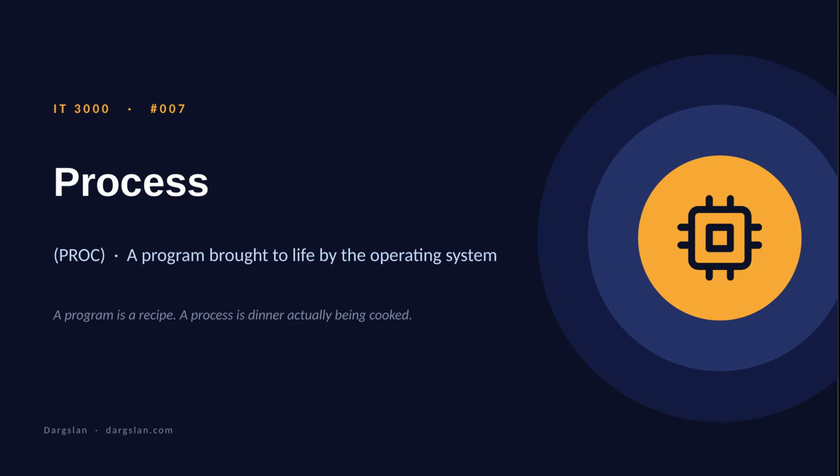Welcome to episode 7 of IT 3000, where today we're unpacking one of the most fundamental ideas in operating systems, the process. Put simply, a process is a program brought to life by the operating system the moment static code stops sitting quietly on disk and starts actually doing something. Think of it this way: a program is a recipe written down and waiting. A process is dinner actually being cooked with heat, motion, and ingredients in play.